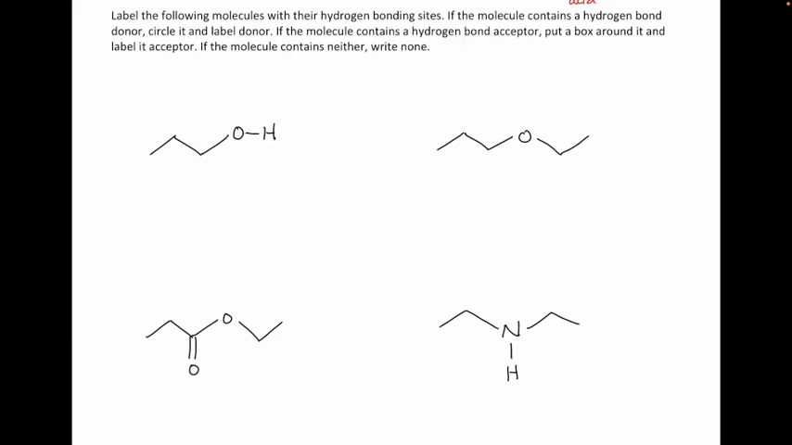All right, so now for these four molecules here, we're going to try to label the hydrogen bonding sites. Specifically, if it's a donor site, we're going to circle it and label it donor. And if it's an acceptor site, a hydrogen bond acceptor, you're going to put a box around it and label it as an acceptor. So we have to know what our hydrogen bond donors and acceptors are. Take a minute and see if you can remember how we determine hydrogen bond donors and acceptors.